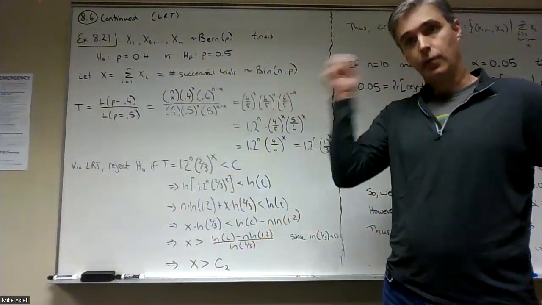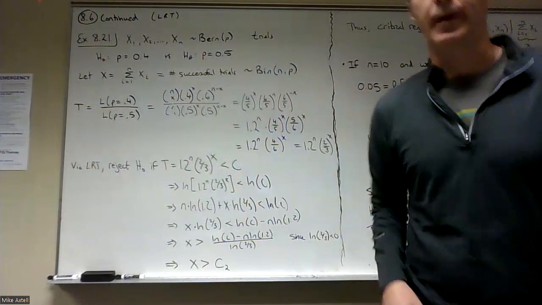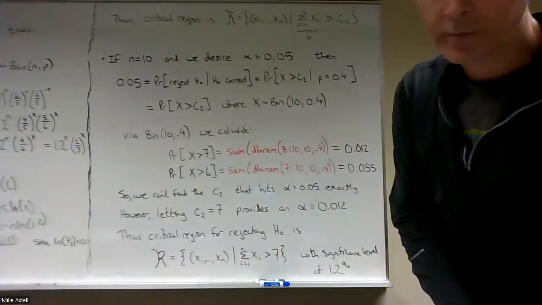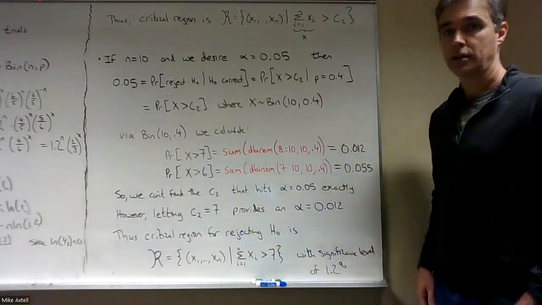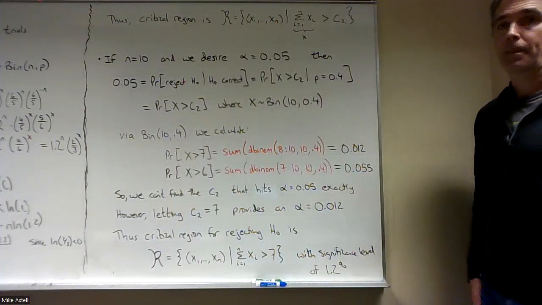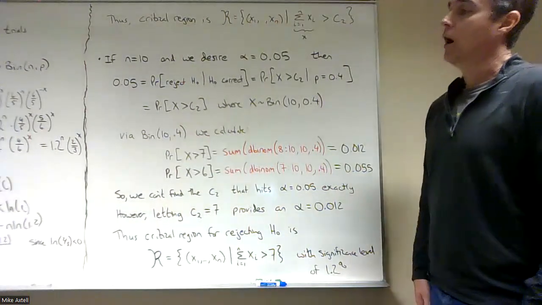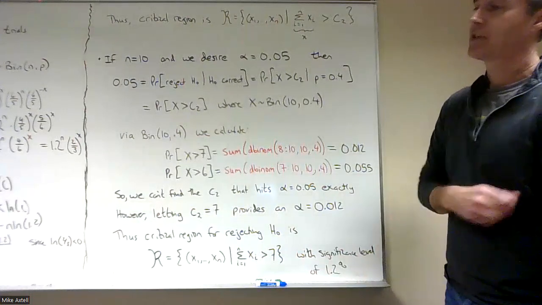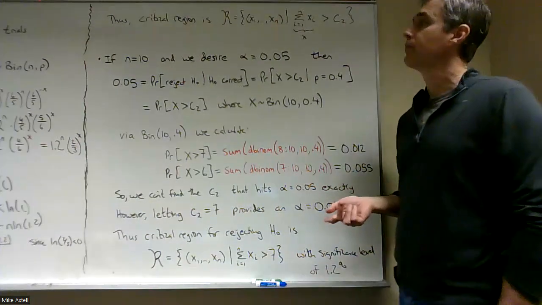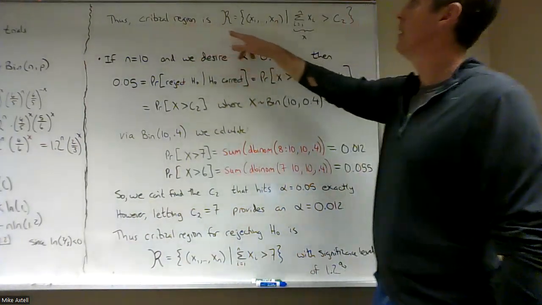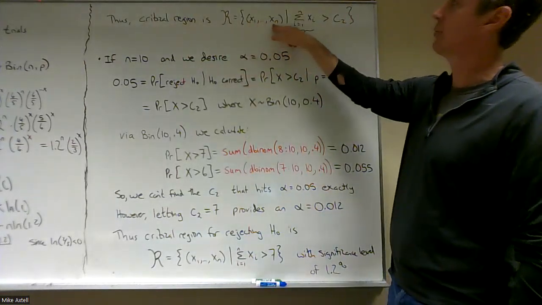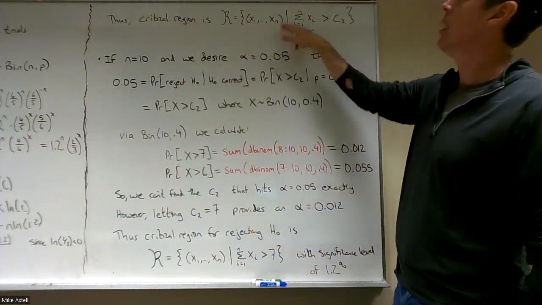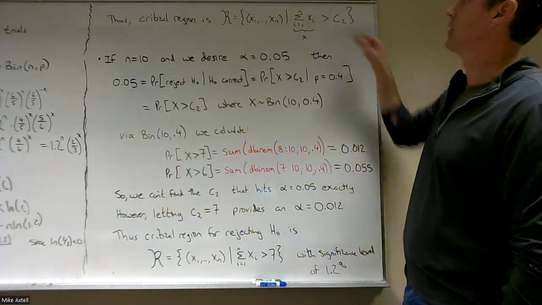All right, and then we're going to grab this result and take it over to the next panel, which is the last panel. All right, so pause, copy, play. All right, so we're going to reject the null hypothesis when x is greater than c2. That means our critical region is when x is greater than c2. So it's all possible n trials, and the number of successes is greater than c2.